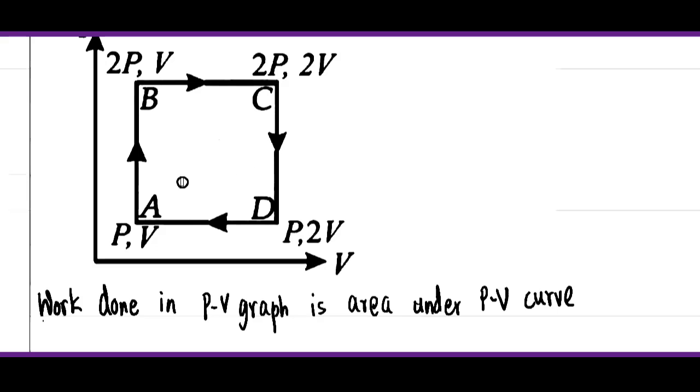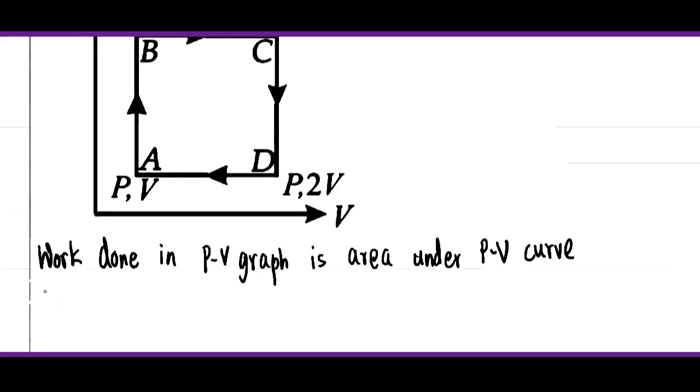So this is the work done area. What will be the area of this? Let's write it down now. Area will be equal to BA multiplied by BC. Okay, let's suppose not BC, let's suppose AD, because BC is equal to AD.